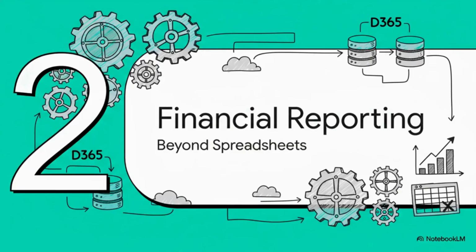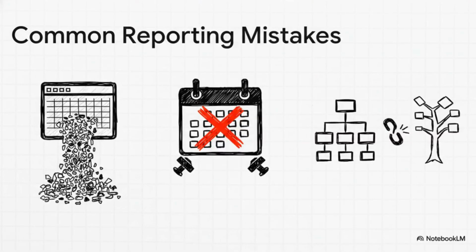Okay, let's move on to our second pillar, financial reporting. The goal here is simple but huge. We want to build powerful business models inside of D365, not just spit out glorified spreadsheets that someone has to manually clean up in Excel every single month. And the common mistakes? Oh, they are so easy to spot. You've got reports that are just a raw data dump of account numbers with no logic at all. You've got columns hard-coded to say January instead of using dynamic periods like current month. And you have reporting trees that look nothing like how the business is actually structured and run.